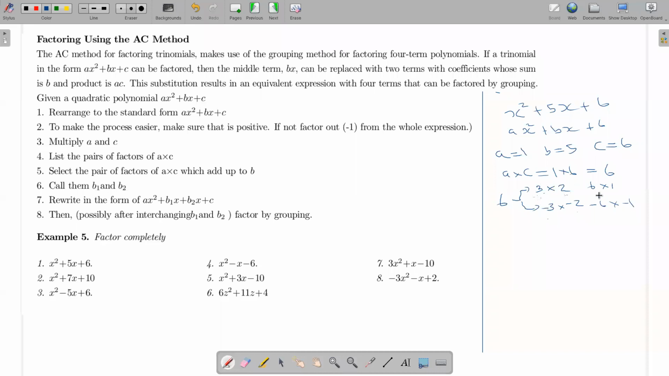So out of these pairs, I check which one gives me the middle term b when I add. So here 3 plus 2 gives me 5.